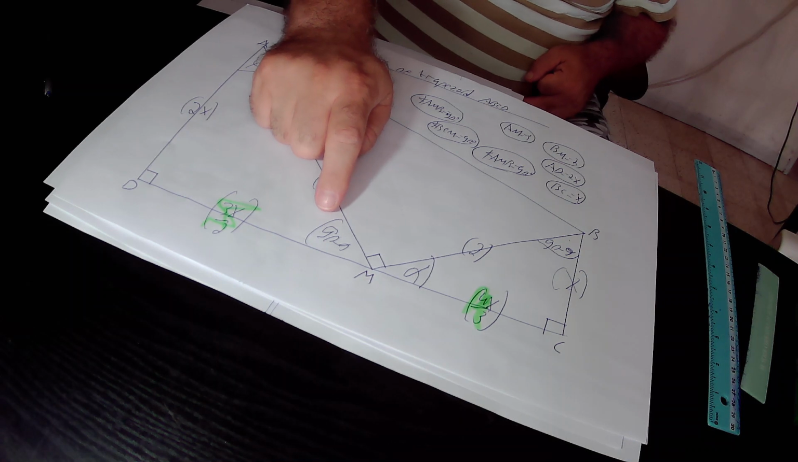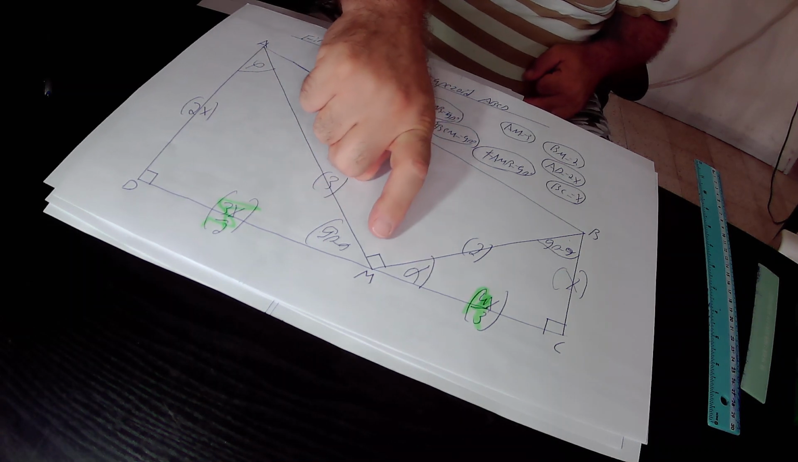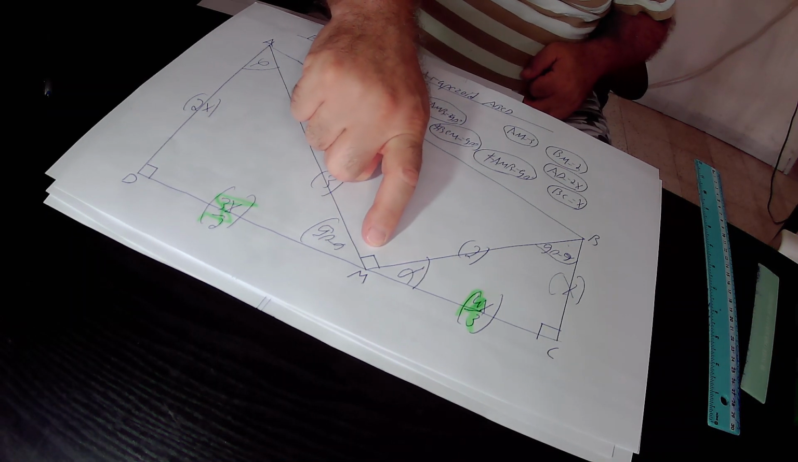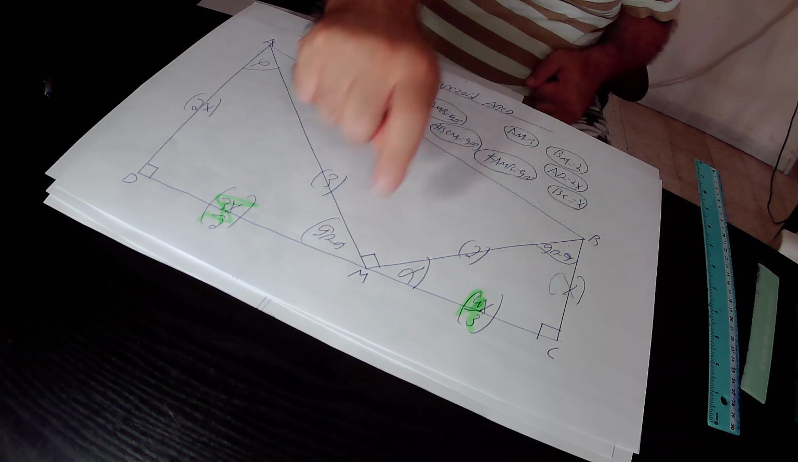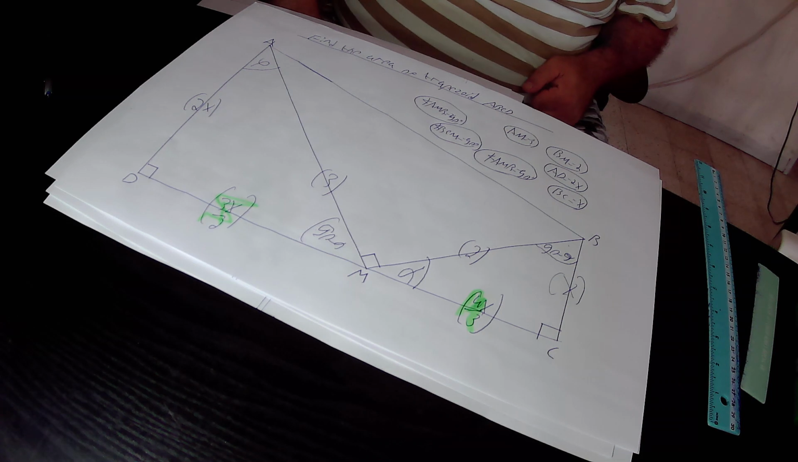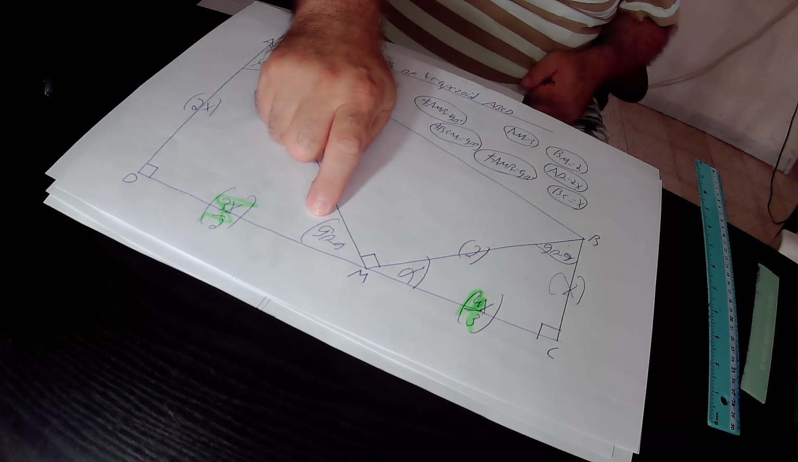Why? Because 90 degrees minus alpha plus alpha is 90 degrees, and 90 degrees plus 90 degrees is equal to 180 degrees. That is the sum of the angles of the upper side of DC at point M according to rule 3. So this missing angle must be equal to 90 degrees minus alpha.